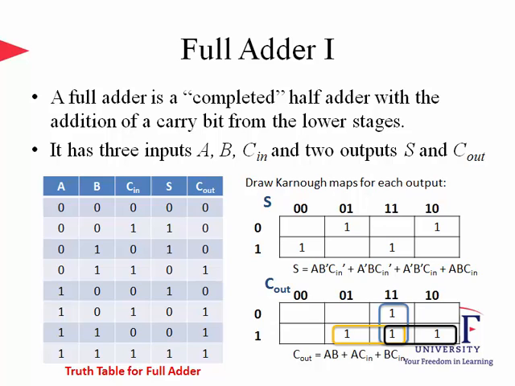If we draw the Karnaugh maps for each output, S and C, we can realize that the Boolean expressions for them are given by S equals A B' C_in' plus A' B C_in' plus A' B' C_in plus A B C_in. And likewise, C out, the second output, is given by AB plus A C_in plus B C_in. The corresponding truth table is also shown to the left of the slide.